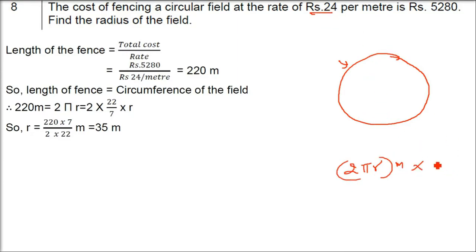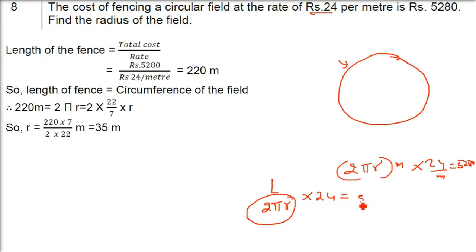And what is the rate? 24 per meter. So when you multiply this whole boundary with this 24, because it is 24 per meter and this 2 pi r is also in meter, meter cancels, you will get money. So you can check it also. So 2 pi r into 24 is 5280. That is the whole boundary multiplied by the cost per unit is going to be 5280.